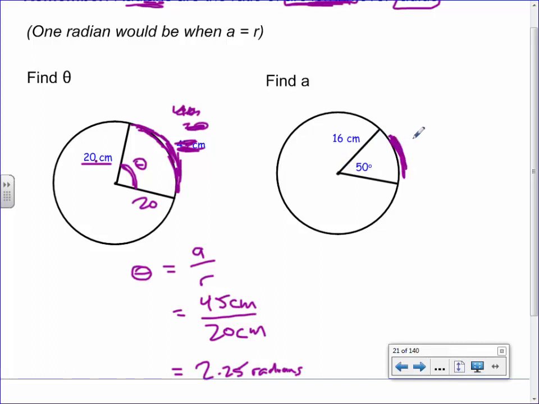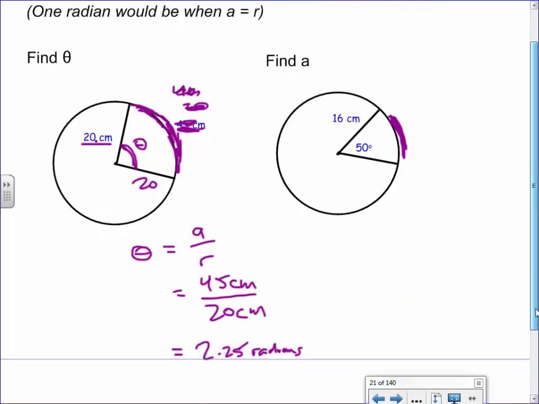Does anybody remember roughly how big a radian was in terms of degrees? Well, there's 6.28 in a full circle. 1 radian is about 57 degrees. Good job, yeah. So if this is going to be slightly less than 1 radian, then my guess is that this distance along here is probably going to be about 14 or 15 centimeters because it's slightly under a radian, but I want to prove exactly how far it is. So here's how I'm going to do that.